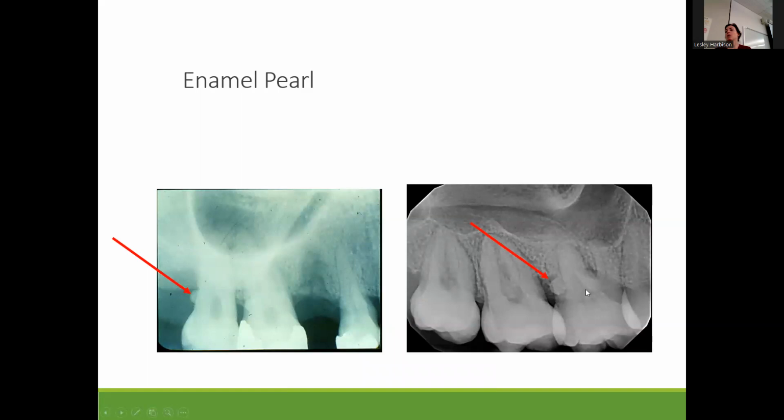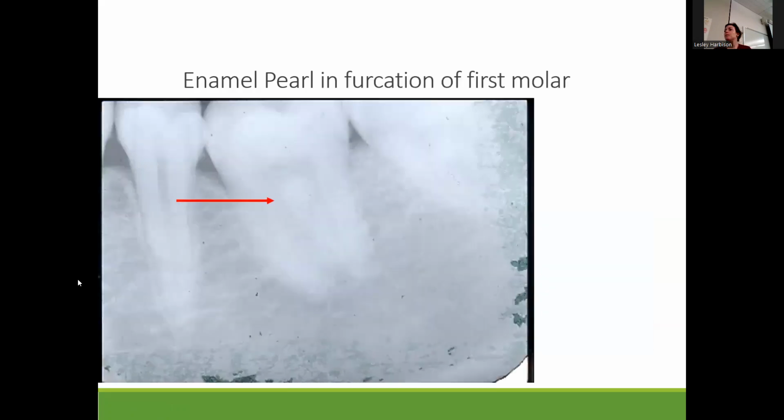And then here are a couple of examples of enamel pearls. You can see they look pretty round. They're on the root surface where enamel shouldn't be. You might at first think it's calculus, but calculus is jagged and spur-like, irregular, where an enamel pearl will look a little bit smoother. You'll be able to differentiate at some point, but in the beginning it might be tricky. Here's another enamel pearl in the furcation. Furcations are hard enough to scale, and then you stick a little hard piece of enamel in there and it changes the structure, so it makes it a little trickier.